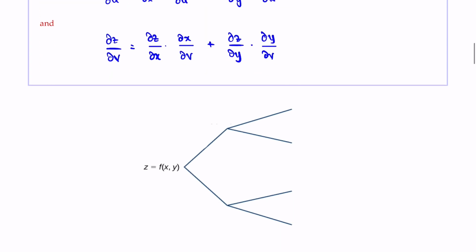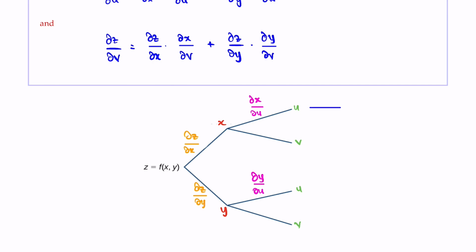Similar to the case of one variable, I also have a tree diagram here to illustrate the two formulas that we have. So we start out with z equal to f of x y. z is a function dependent on x and y. And x is a function that depends on u and v. And y is also a function that depends on u and v. When you want to find the partial derivative of z with respect to u, you're going to follow this branch. You're going to take partial derivative of z with respect to x and partial derivative of z with respect to y. And then in the branch of u, you do partial x partial u and then partial y partial u.